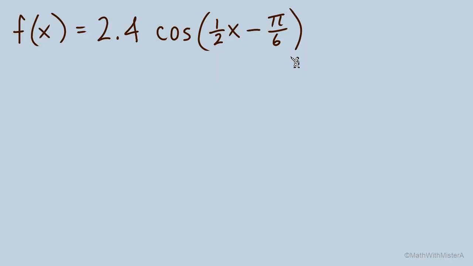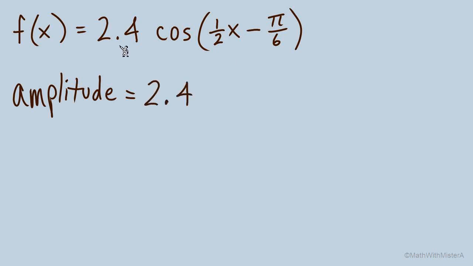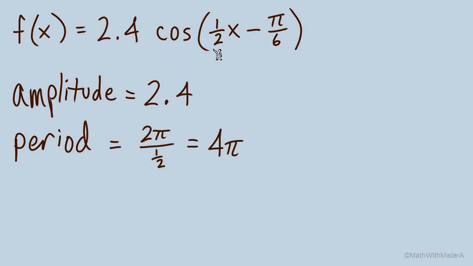Let's do another example. First, the amplitude. Okay, that's the gimme. It's this number out front, so our amplitude is 2.4. Next, the period. We know 2 pi, because it's cosine, start off with 2 pi. 2 pi divided by 1/2. We remember this 1/2 is actually doing a horizontal stretch, and the 2 pi divided by 1/2 is 2 pi times 2. 4 pi is our new period.